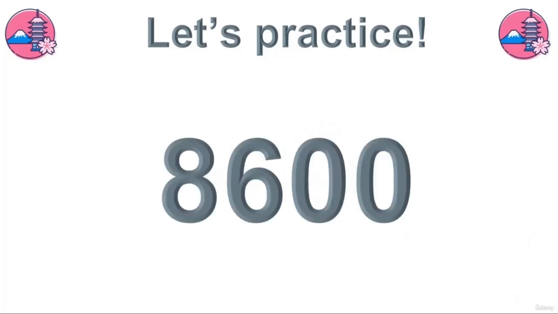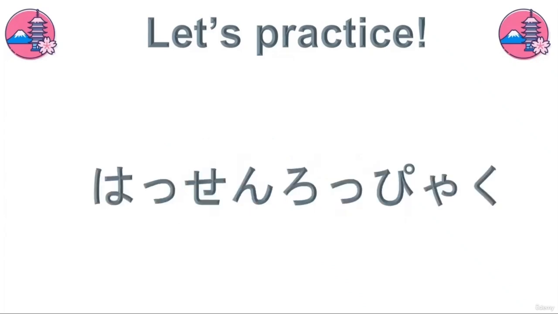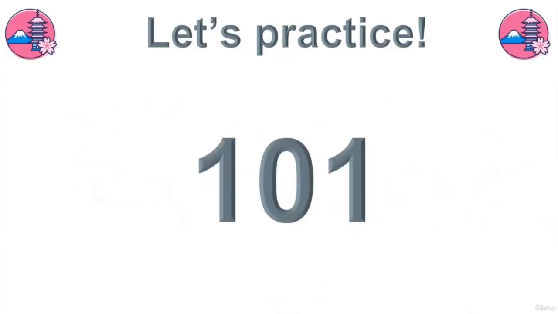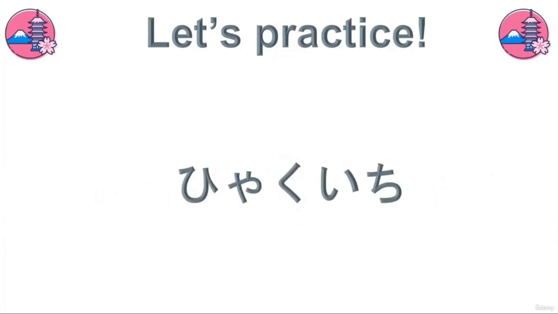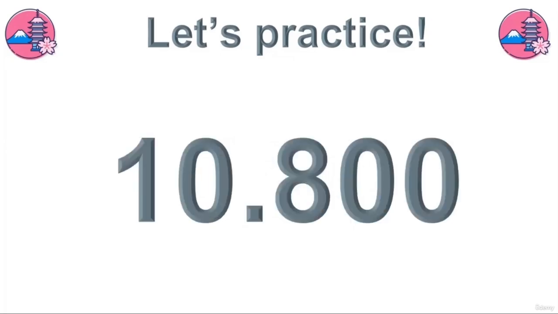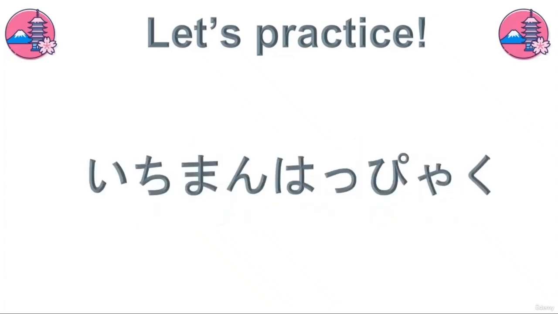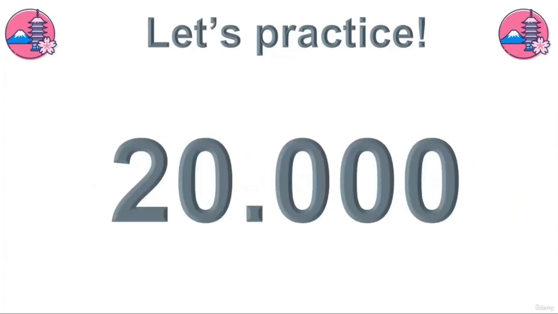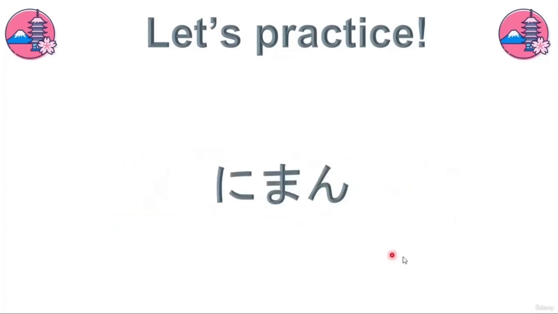8600. 8000 with exception. 600 also exception. 101. 10,800. 20,000. So we have 2 10,000s. So 20,000.